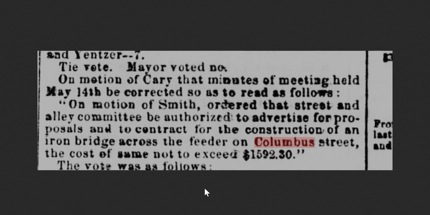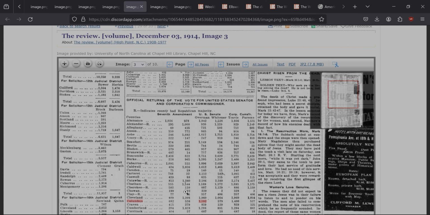So this little snippet is just talking about the budget that they're going to use to build an iron bridge across the feeder on Columbus Street. So they're going to build an iron bridge, and the exact sum is $1,592.30. So very curious that they used the exact figure. Why wouldn't they just round that up? Very specific. Another strange occurrence of Columbus appearing next to 1592.